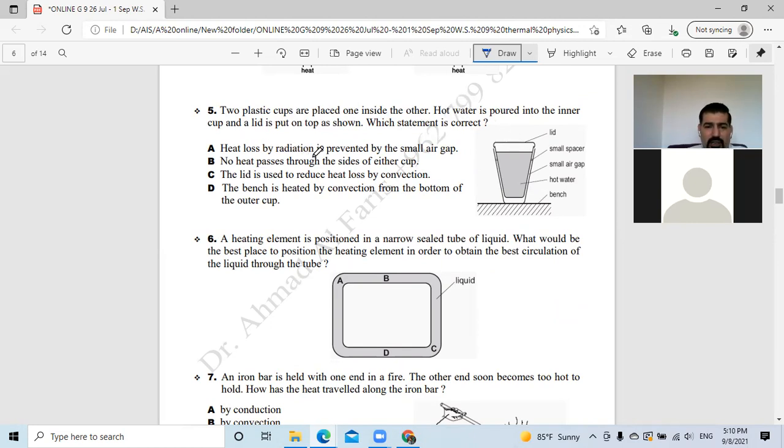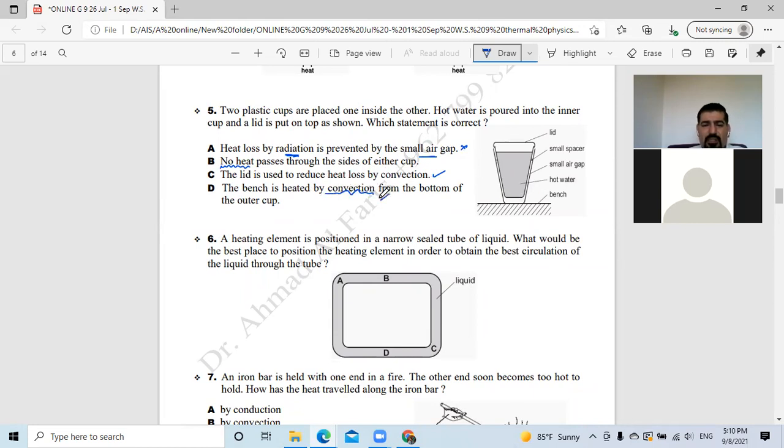Heat loss by radiation is prevented by the small air gaps? No way. Heat radiation can be insulated by a shiny material, so this is not correct. No heat is passed? No, that's impossible. There is always heat wasted. The lid reduces heat loss by convection. Yes, it's correct. The base is heated by convection? No way, because the base is at the bottom.